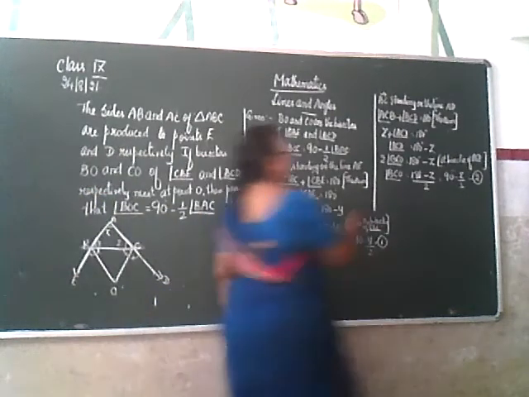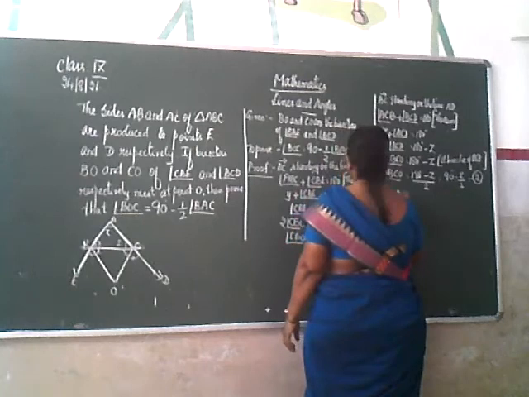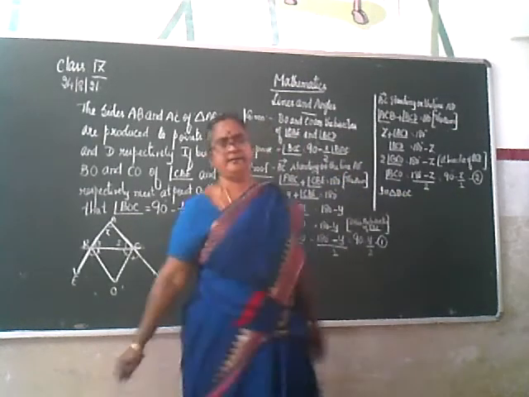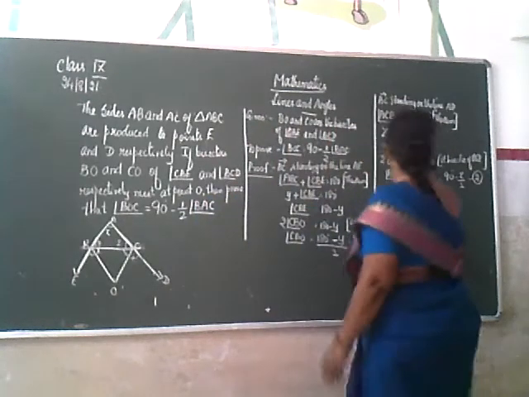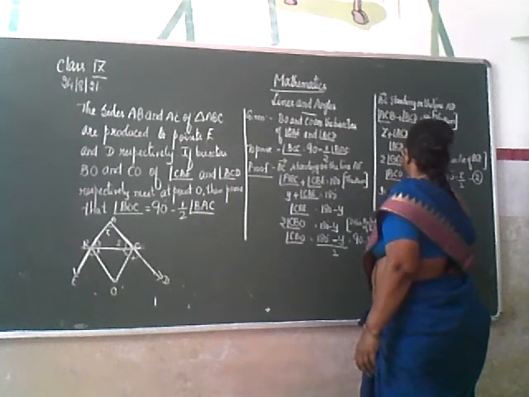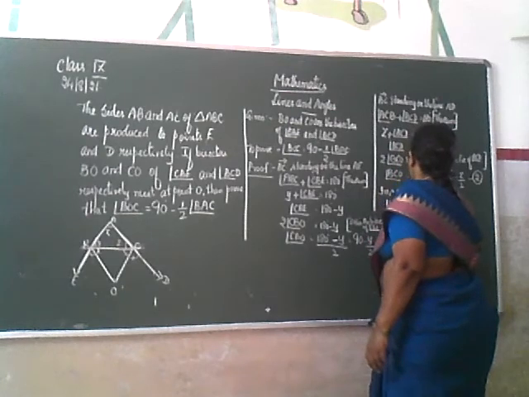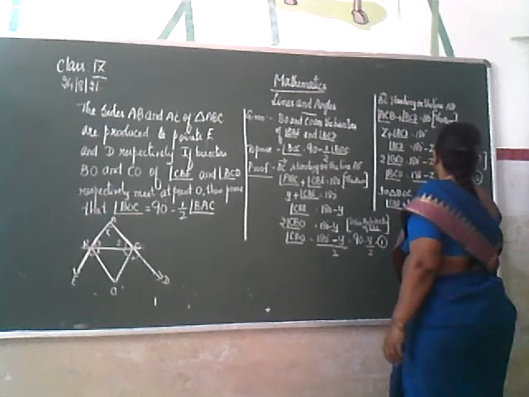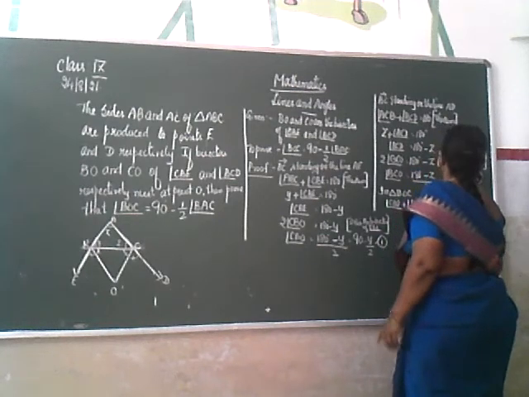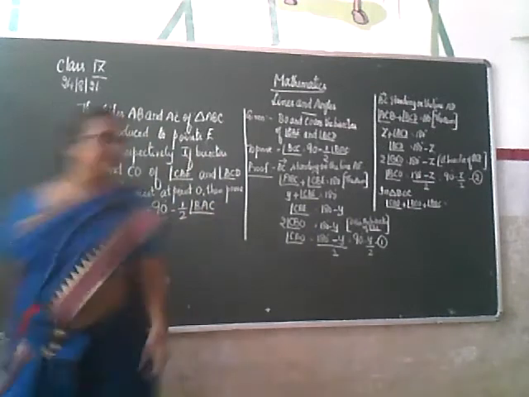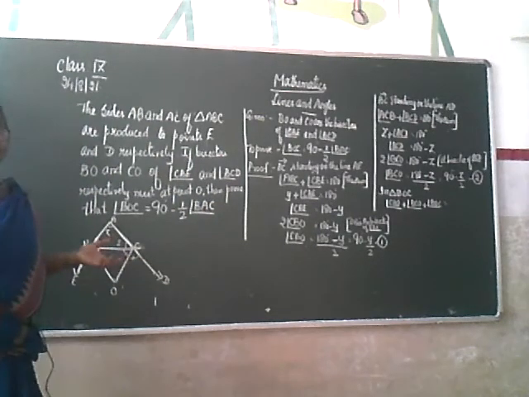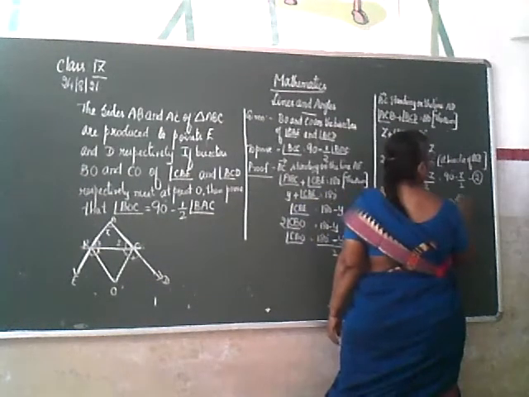So in triangle BCO or BOC, anything I can write. In triangle BOC, angle CBO plus angle BCO plus angle BOC is equal to, see, if you see here, sum of the angles of a triangle is 180 degree. That is also by theorem. So 180 degree by 2.